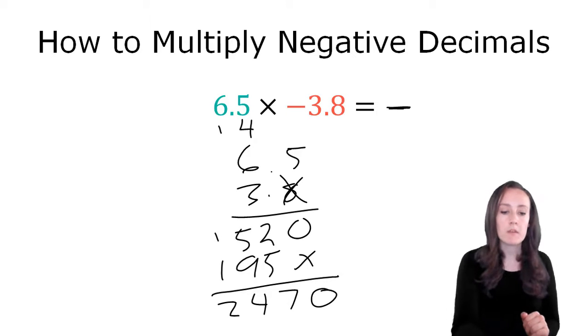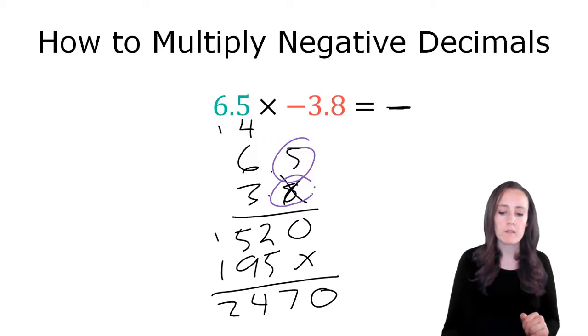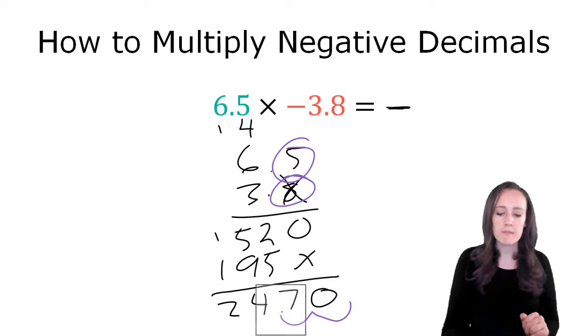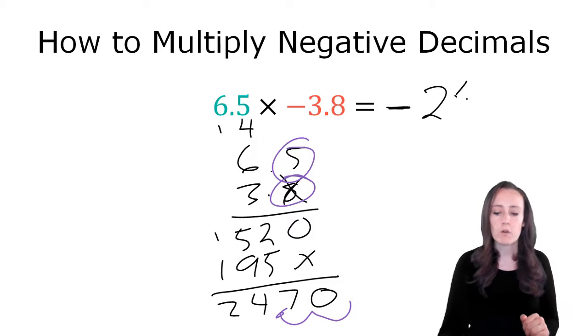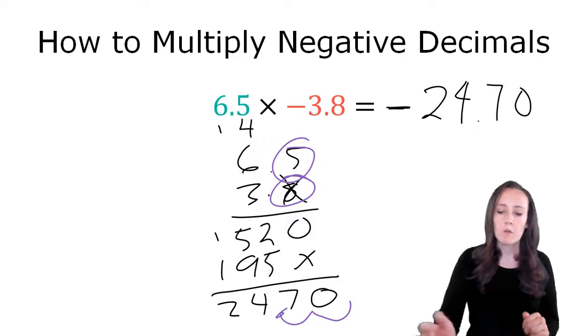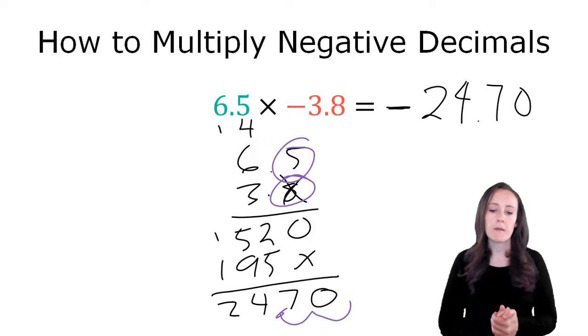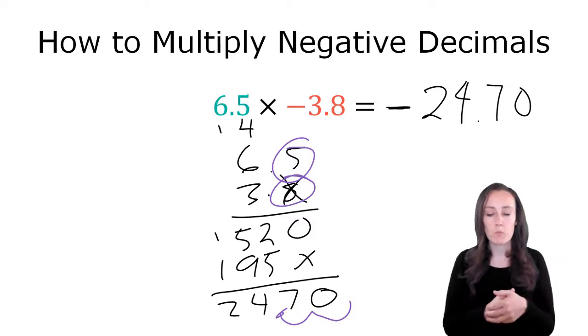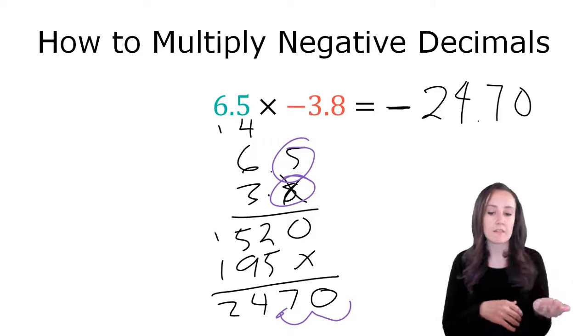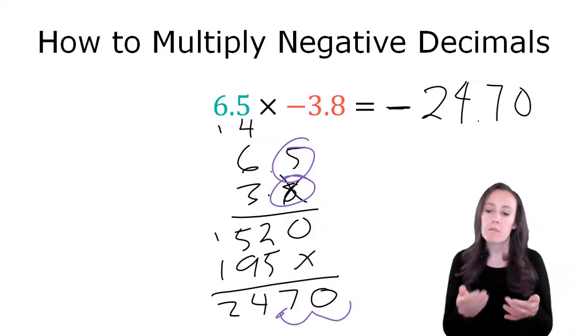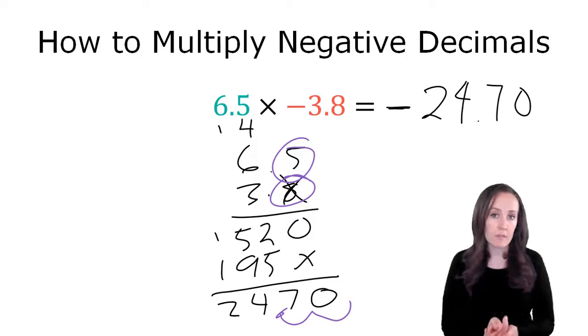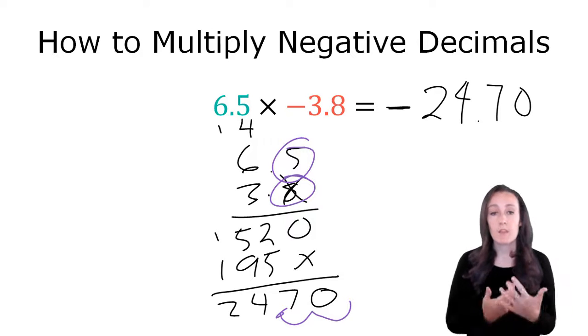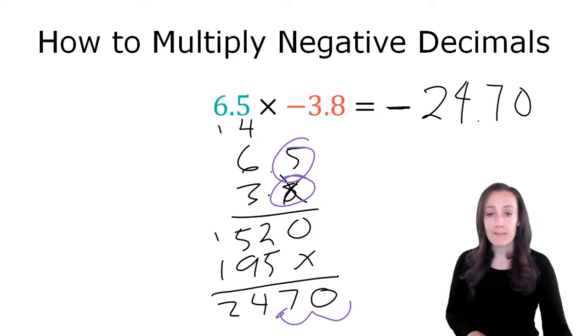And then I'm going to go in and count my decimal places. And I have 2 decimal places, so I'll move the decimal over twice. And I get my answer of negative 24.70, which seems like a reasonable number because 6 times 3 would be about 18, and if I did 7 times 4, that would be about 28, and this number is in between those two numbers. So that's how I would multiply negative decimals.